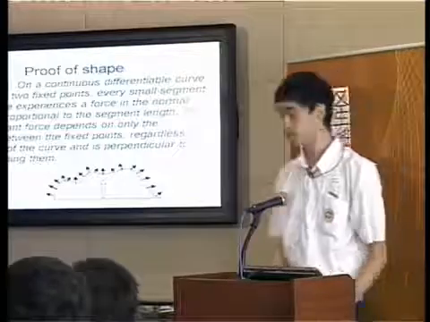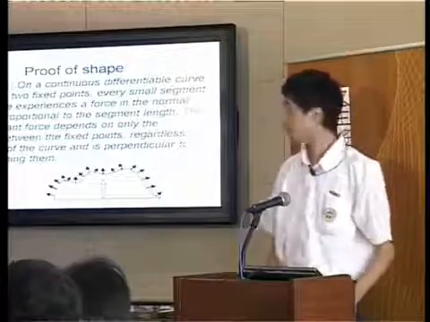So I have my theorem 1. On a continuous differentiable curve connecting two fixed points, every small segment of the curve experiencing a normal force proportional to the segment length, the total resultant force depends on only the distance between the two fixed points and is perpendicular to the line joining them. I used some integration techniques to prove this theorem.